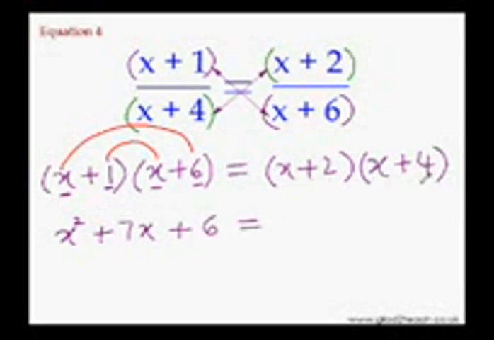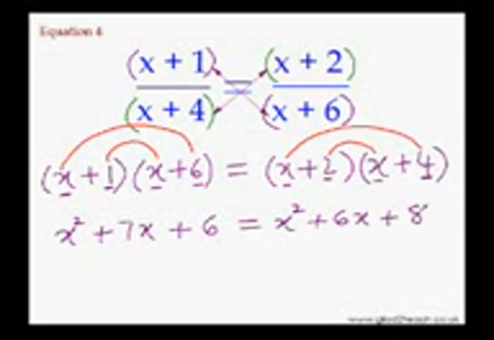Similarly, we can expand these as well. Now as you can see, the term x square is present on both the sides. So we can simply cancel it out. So now what we are left with is a very simple linear equation, which I'm sure that you can solve mentally. 7x minus 6x would be x, and 8 minus 6 would be 2. Question is solved.